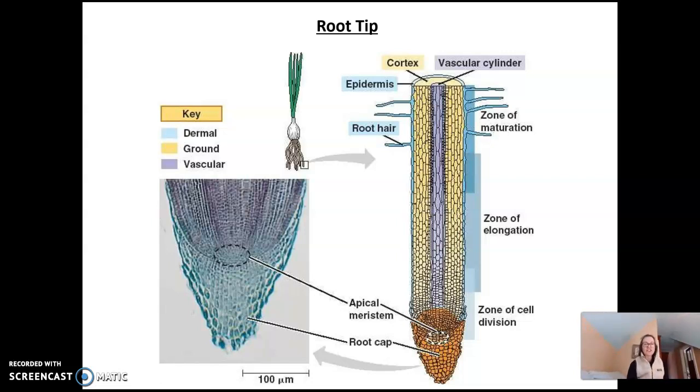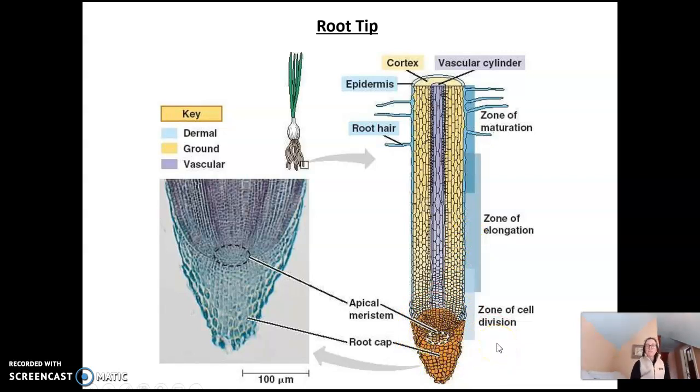When we do a cross-section of a root, we can see that it's made up of many cells and some different cell types. Highlighted in the picture on the right is the dermal tissue, the ground tissue, and the vascular tissue. So each little outline is a cell. And so these are all cells of ground tissue out here, vascular tissue in the middle, and dermal tissue on the outside.